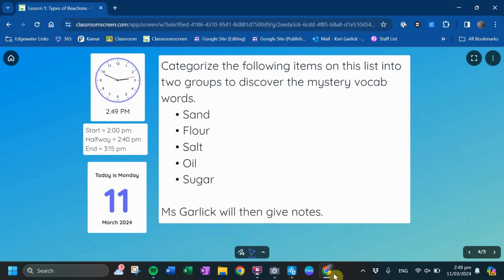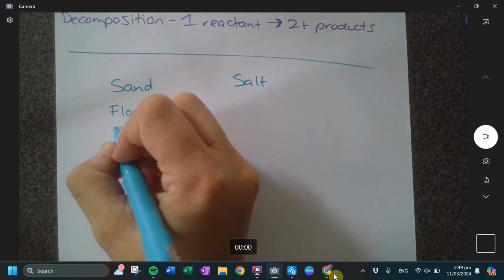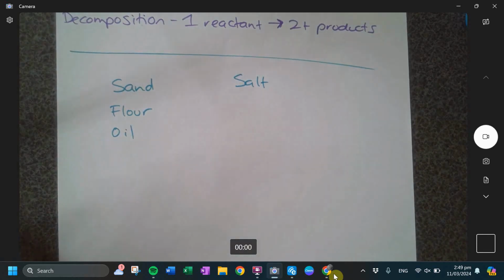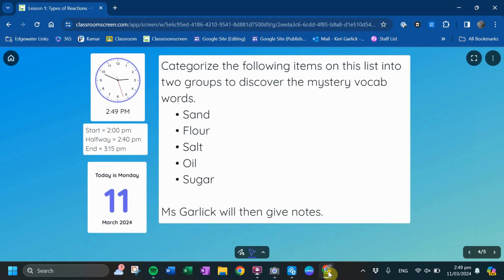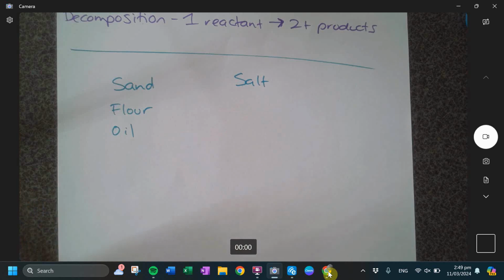All right, oil. Do you think that belongs in the first group or the second group? It's in the first group. It's like it's all very arbitrary. You know that, right? Okay. Last thing, sugar. Is that in the first group or the second group?